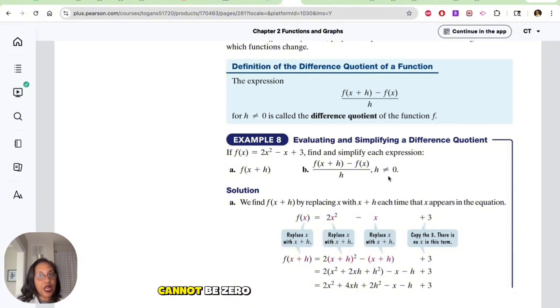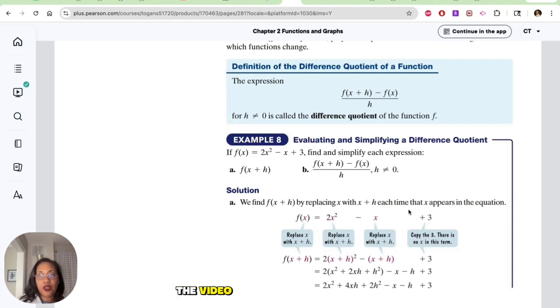Of course, h cannot be 0 because it just wouldn't make sense for a function to have 0 in the denominator because it's not defined. And so on the second part, you're going to take what you have in the first part, and you're just going to subtract the original function from it, and you're going to divide everything by h. Now, there is a lot of simplifying that you have to do. And so just follow the steps.